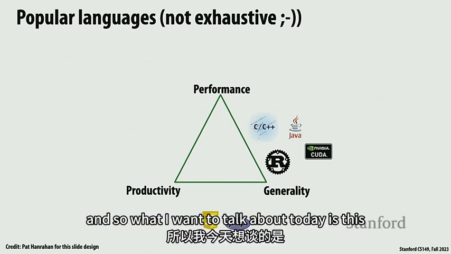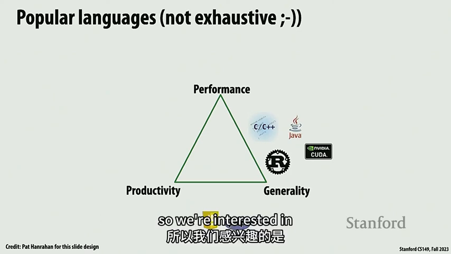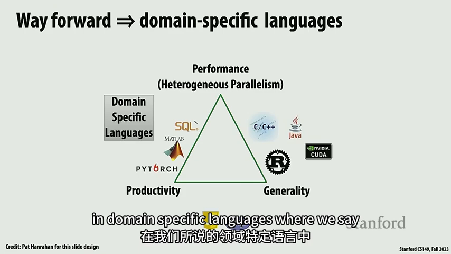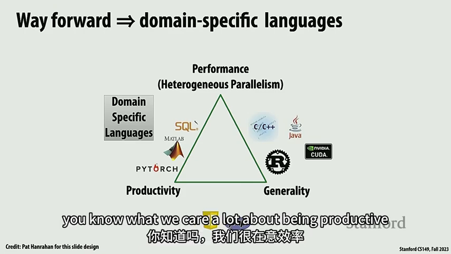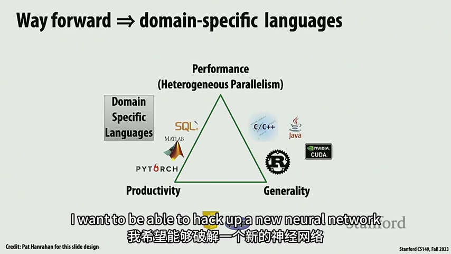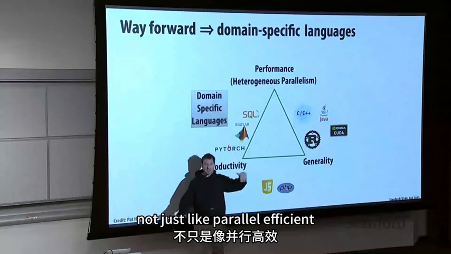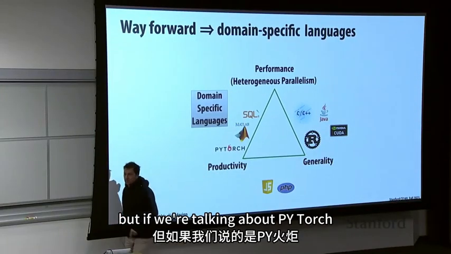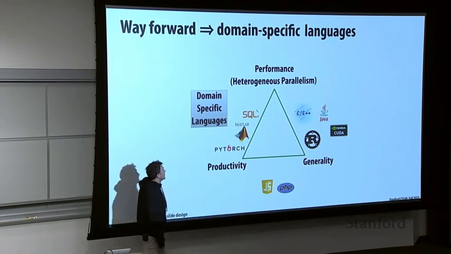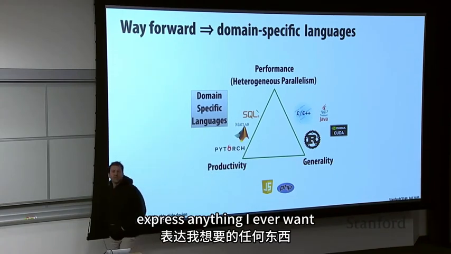And so what I want to talk about today is this empty line here between productivity and performance. So we're interested in, I put Ruby down there as well, domain-specific languages where we say, we care a lot about being productive. For example, PyTorch. I want to be able to hack up a new neural network very quickly. I want it to be extremely efficient, not just parallel efficient, but if we're talking about PyTorch, we want to use GPUs or accelerated TPUs or something like that. But I'm willing to give up the fact that I can express anything I ever want, right?